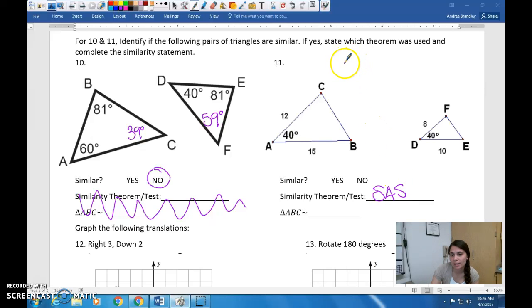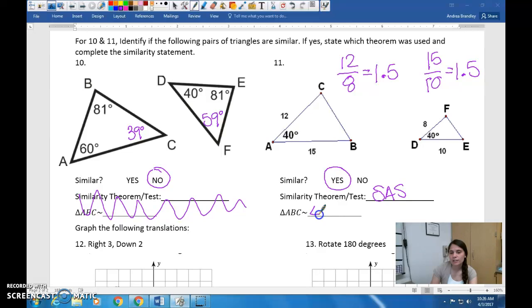So we need to check the sides. So if I put 12 over 8, and I get 15 over 10, and if I divide each of those, this divides to 1.5, and this divides to 1.5, and since those two are the same, that means that they're proportional, so yes, these are similar. And then I just have to make sure that I put my similarity statement in the correct order. So I started at A over here with the 40-degree angle, which is D here. And then I moved over the longer side to B, so over the longer side to E, and then F.